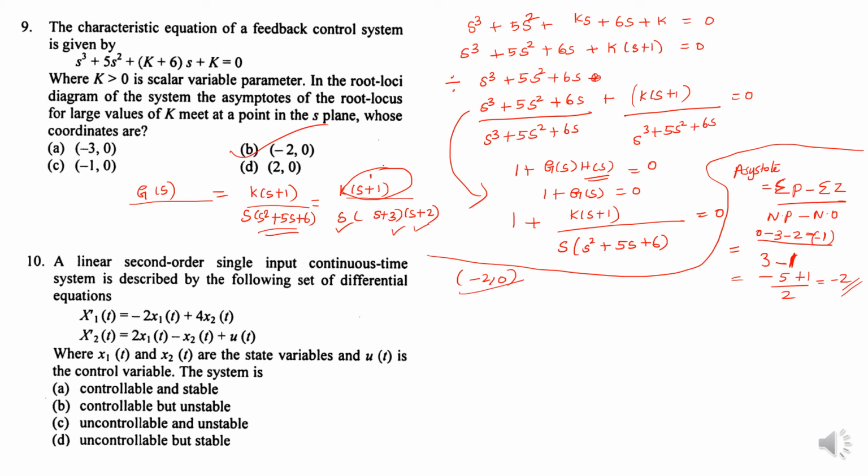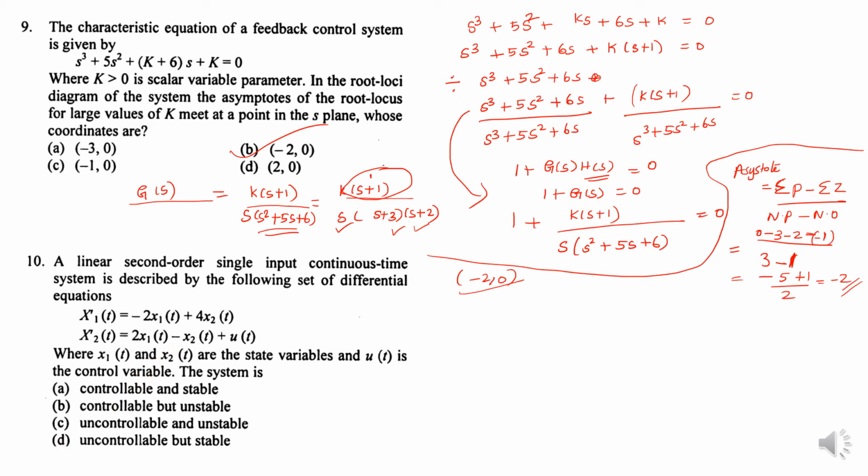Next problem. Problem number 10. A linear second order single input continuous system is described by the following set of differential equations: x1 dot of t equal to minus 2x1 of t plus 4x2 of t, x2 dot of t equal to 2x1 of t minus x2 of t plus u of t, where x1 of t and x2 of t are the state variables and u of t is a control variable. Check whether the system is controllable and stable or not.